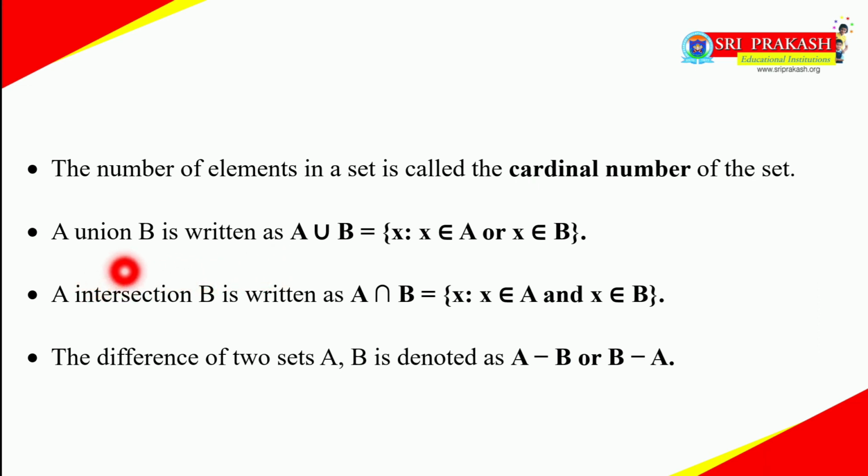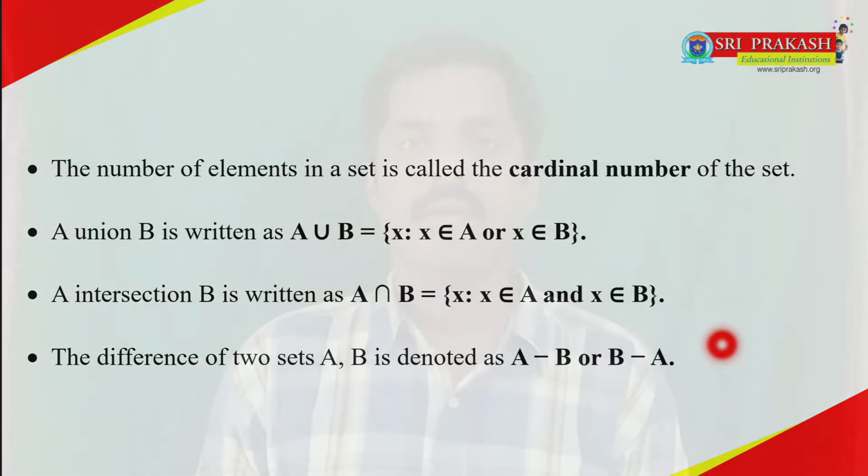The set builder form of A union B is {x such that x belongs to A or x belongs to B or x belongs to both}. The set builder form of A intersection B is {x such that x belongs to A and x belongs to B}. The difference of two sets A and B is denoted as A difference B, which means only the elements of A, and B difference A, which means only the elements of B.